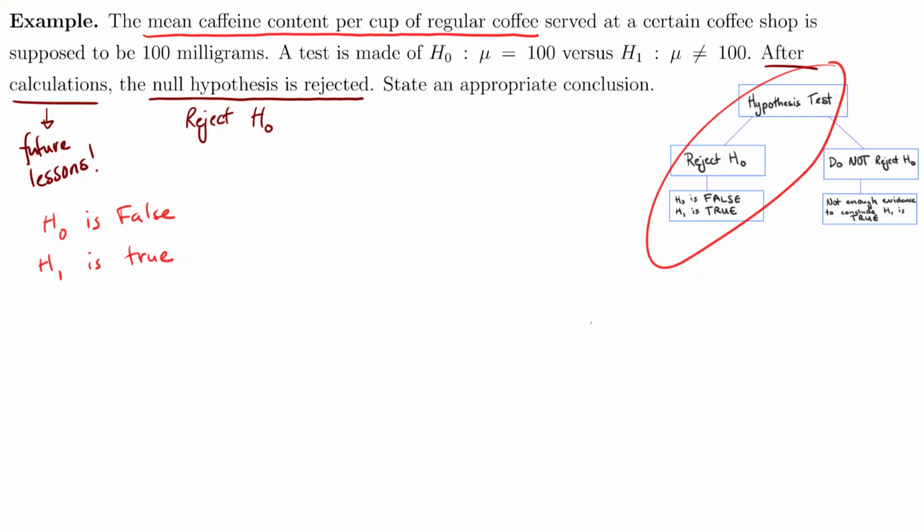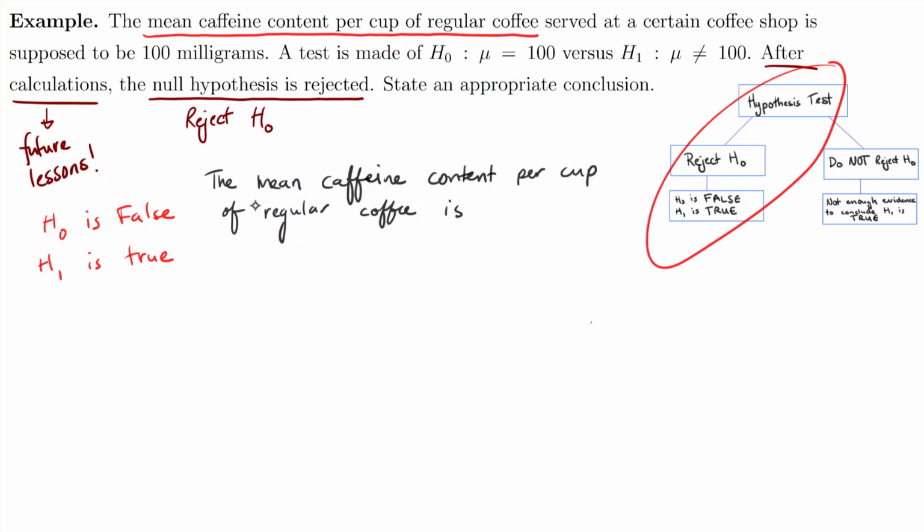Now, our null hypothesis is that it was 100, which was shown to be false. Instead, the mean caffeine content is not 100. The truth of the matter is that our H1 is true, and H1, all it said is it's not 100. So the only thing we can state here that we know for a fact is the mean caffeine content per cup of regular coffee is not 100 milligrams. So the mean caffeine content per cup of regular coffee is not equal to 100 milligrams.